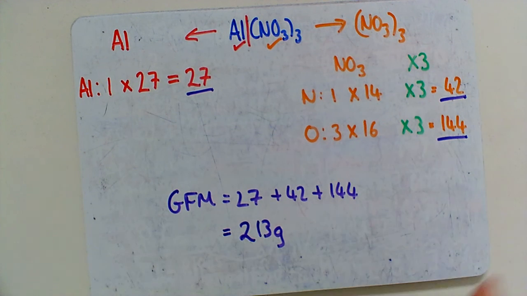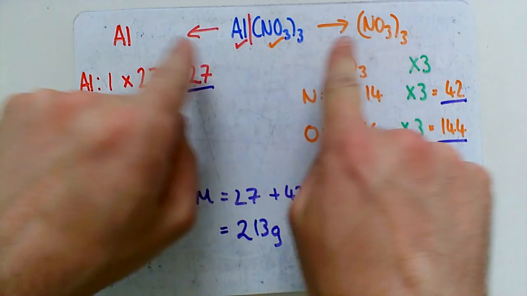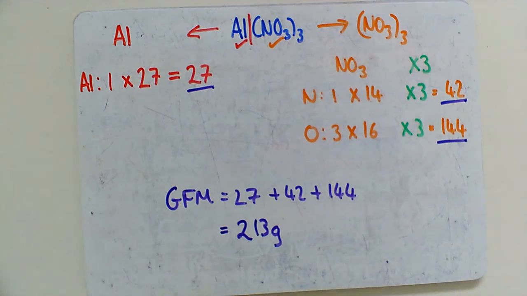So that has been 3 examples on how to deal with brackets inside a formula. And an easier way to do it is to split it up and treat each side separately. So I hope that helps brackets make more sense to everyone.